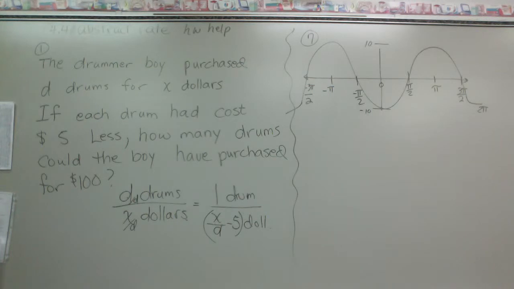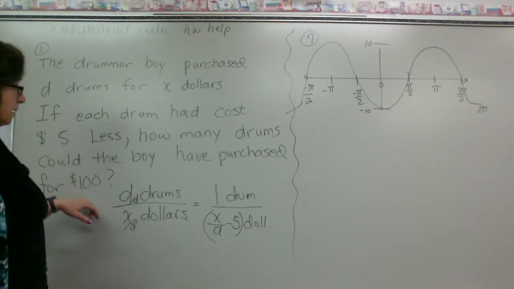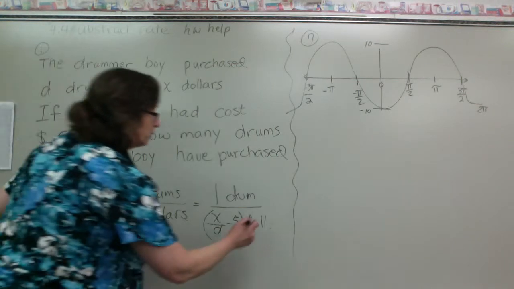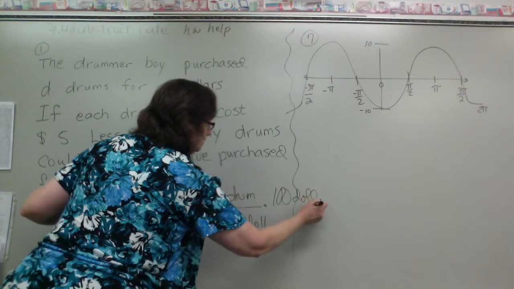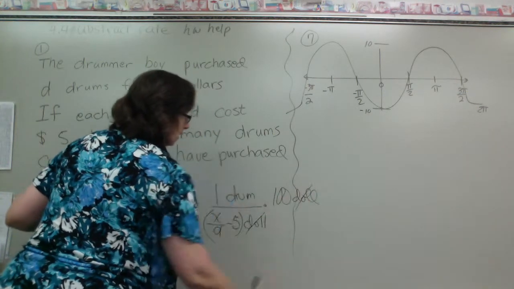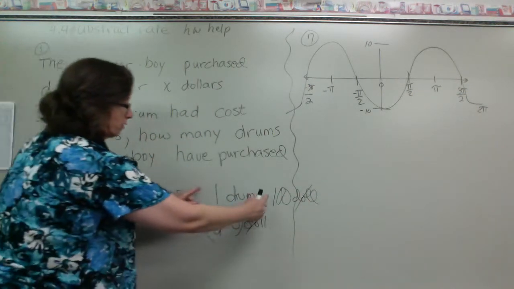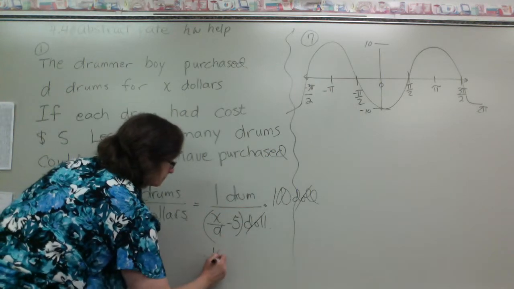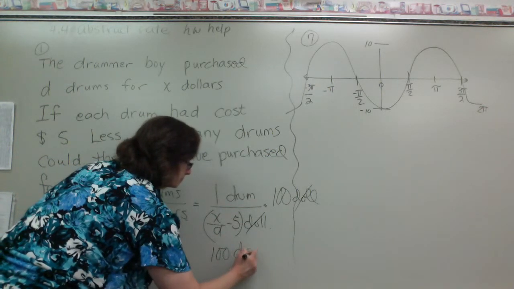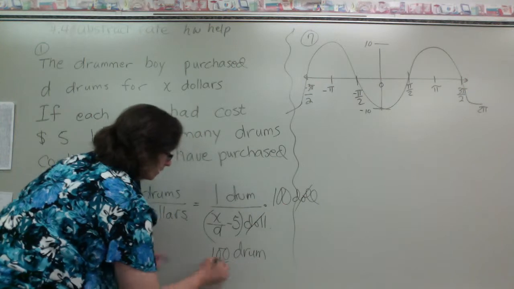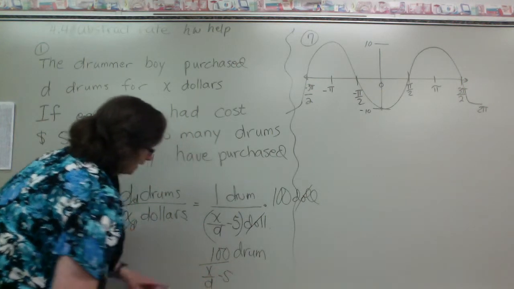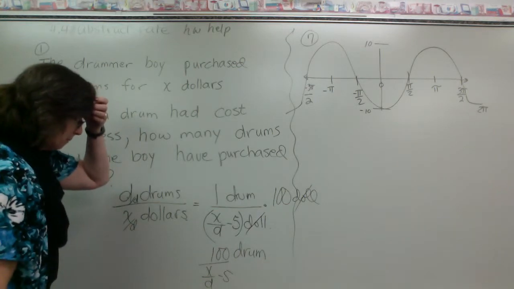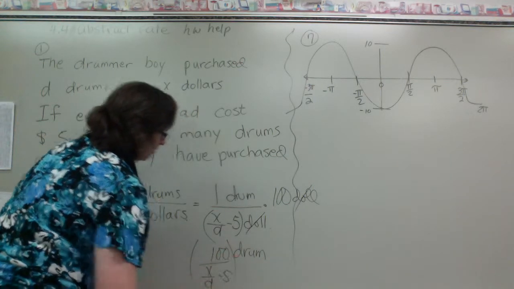Now, how many drums could the boy have purchased for $100? We're trying to find how many drums. We have $100. If we multiply by $100, then the dollars cancels the dollars, and I'm left with 100 drums over X over D minus 5. Now that's not the nicest way to put it, but this is now in drums.